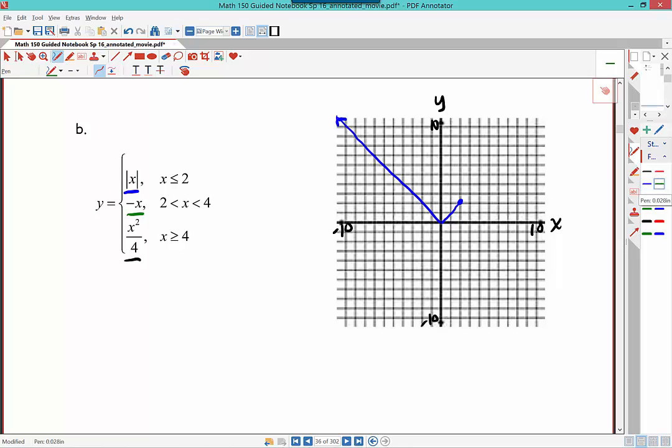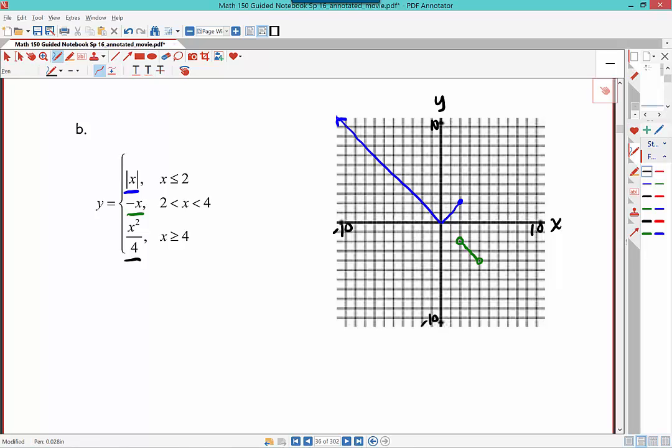Now the middle graph is non-inclusive, so it behaves as negative x for x between 2 and 4. So we'll have an open circle at 2, negative 2. And we'll have an open circle at 4, negative 4. And then it'll be a line in between those. Good so far? Great.